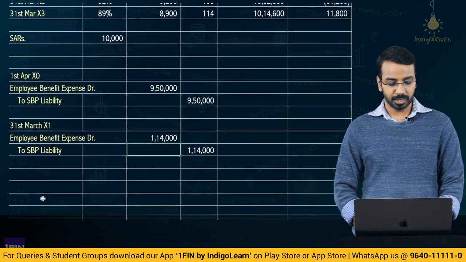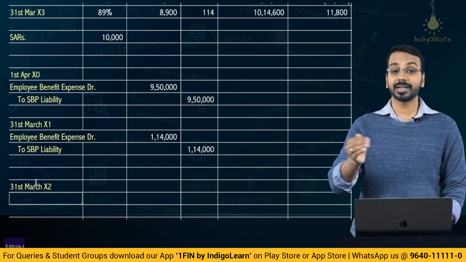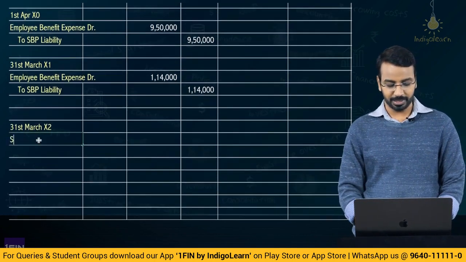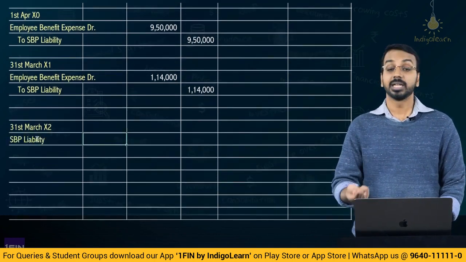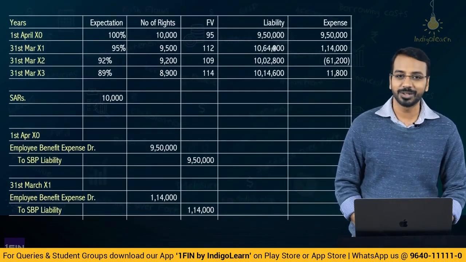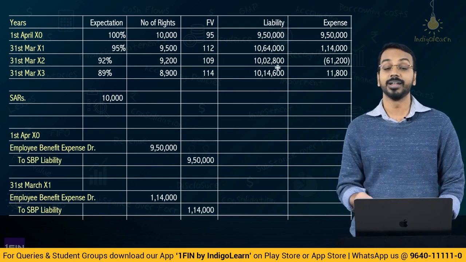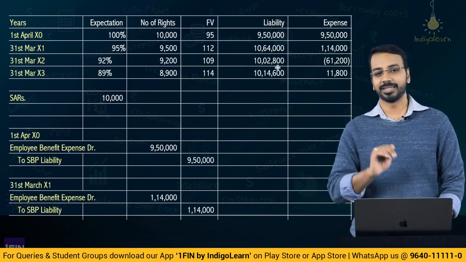Then on 31st March of year 2, there is a reduction in expense. So you will debit the liability, SBP liability, because the liability has reduced. Please see here, liability has reduced from 10,64,000 to 10,02,800, a reduction of 61,200. So you will debit the liability, credit the expense.